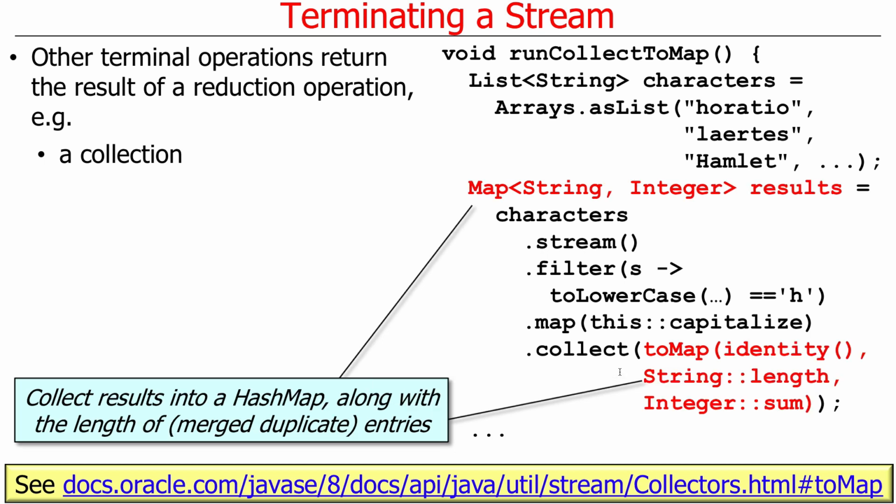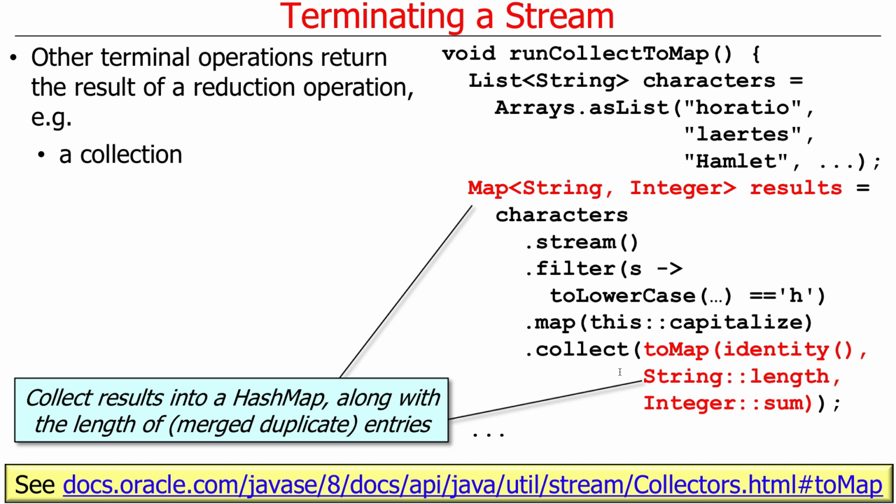Here's yet another type of collector. This is a map collector. The toMap factory method will take the elements in the stream and turn them into a map. In this particular case, the map we're going to have as a result is a mapping of the character's name, like Hamlet, and then the length of the character's name.